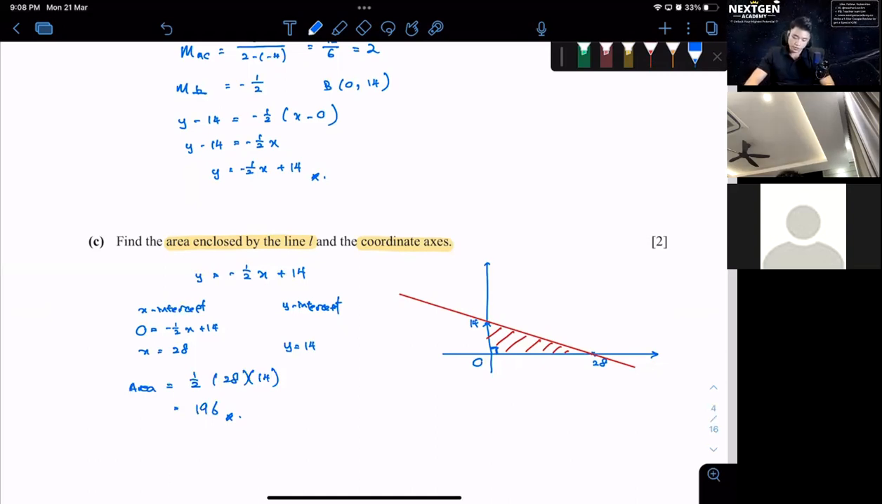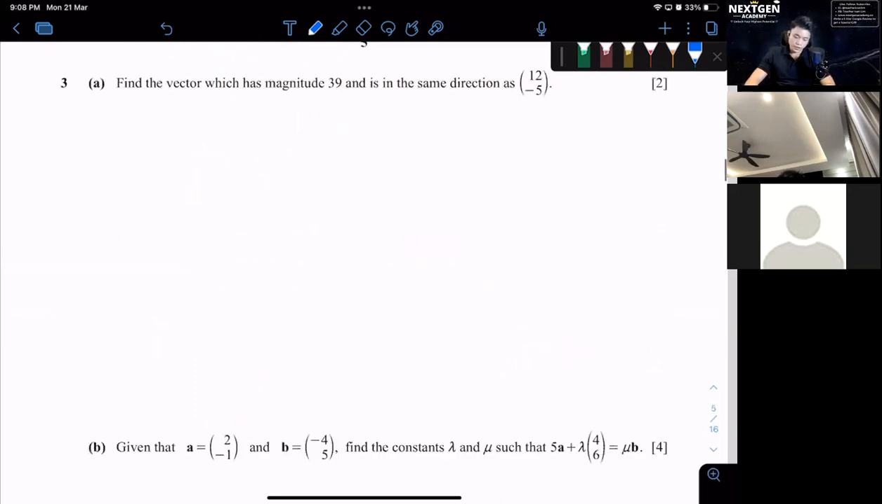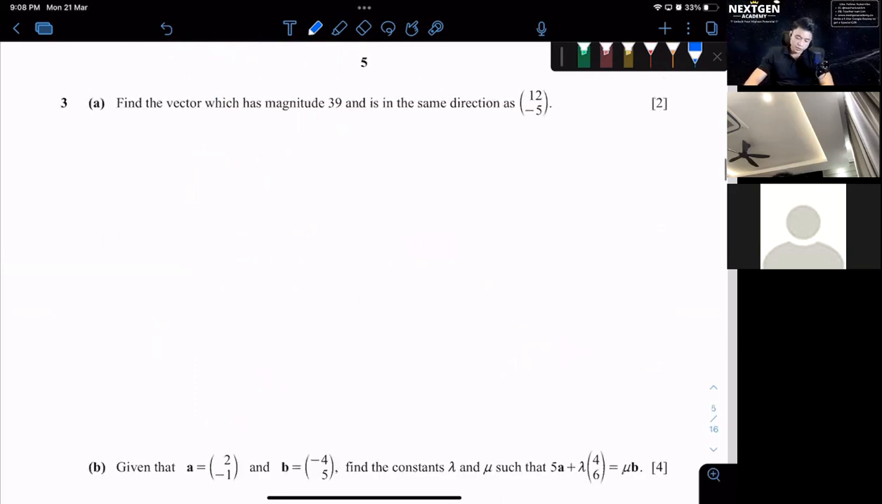Okay, cool. Let's go, next one. Question 3a. Find the vector which has magnitude 39 and is in the same direction as (12, -5). Let's find the magnitude of (12, -5) first, because we want to compare with this magnitude of 39. So go and find the magnitude of (12, -5) first.